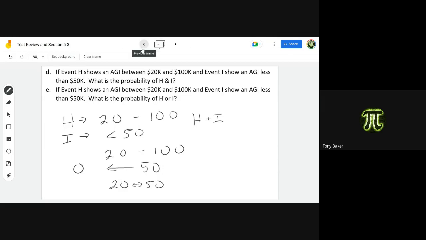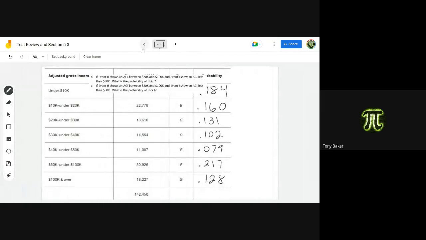So in this case, we would be doing that one, and that one. We'd add up C, D, and E.